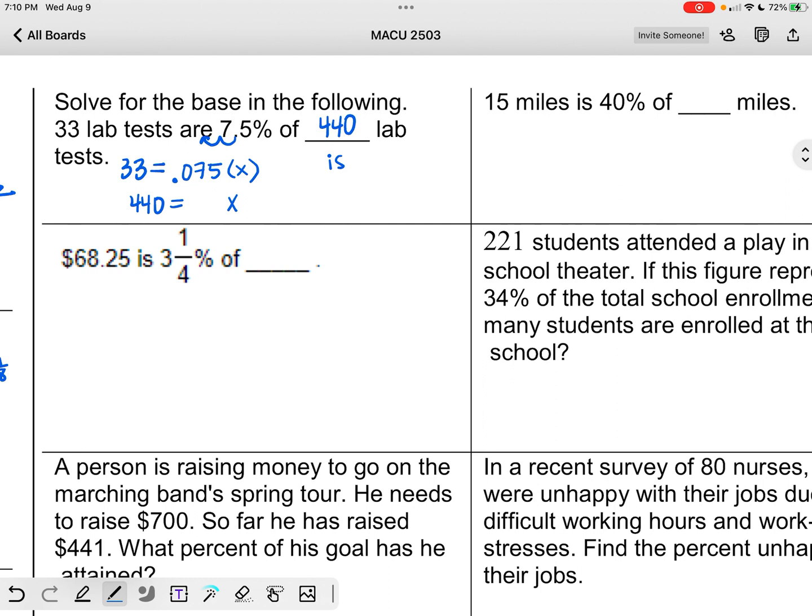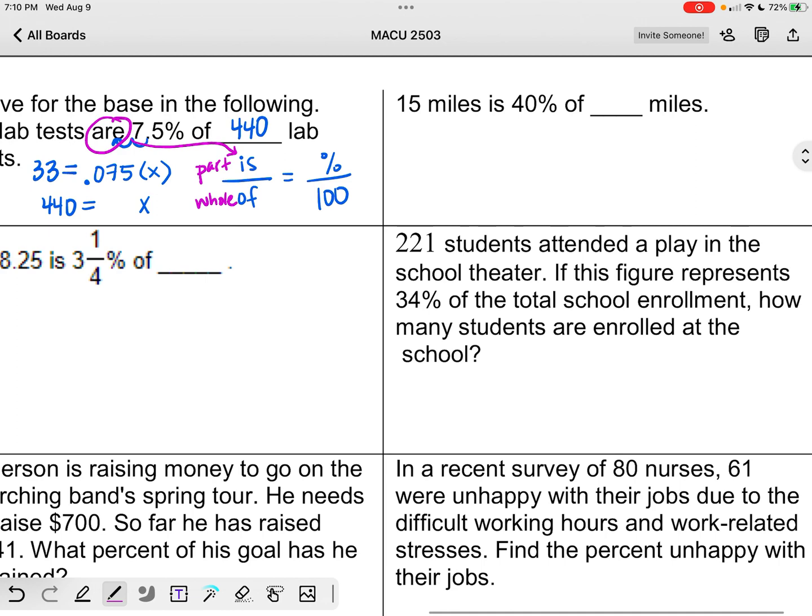Do you remember the little, like this? Is divided by of is equal to percent divided by 100. That's like your proportion. You can also say it's part over whole. And I don't know if you noticed, where it said the word are, that's in the same verbiage as the word is. Just a way, if it helps you, if you'd rather solve by cross products.